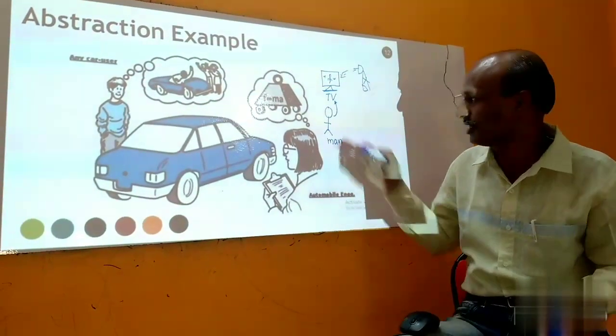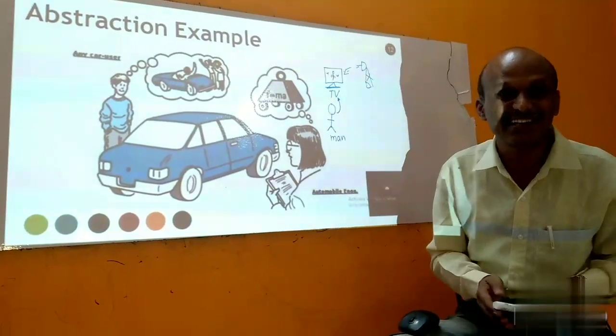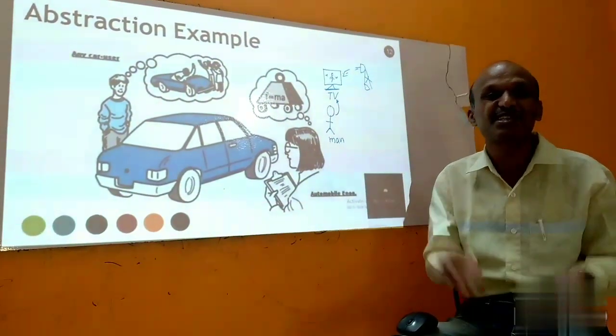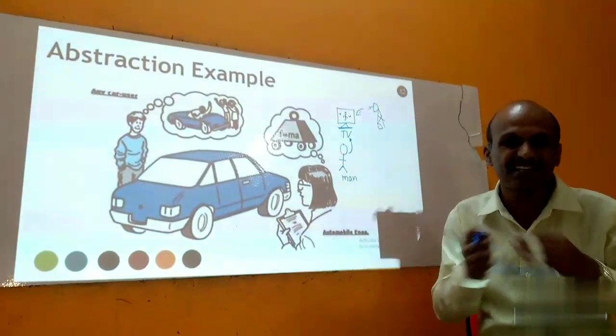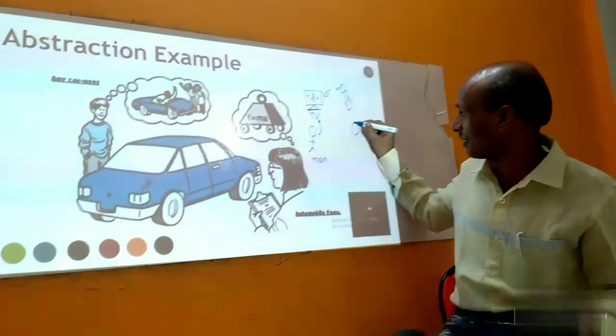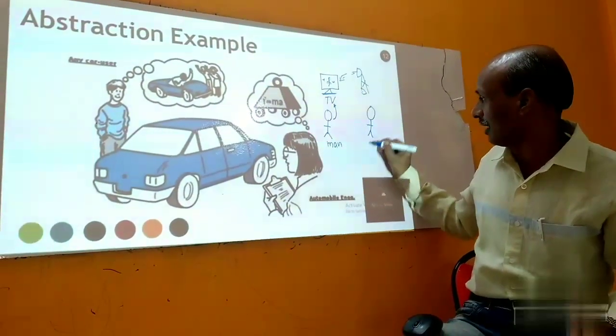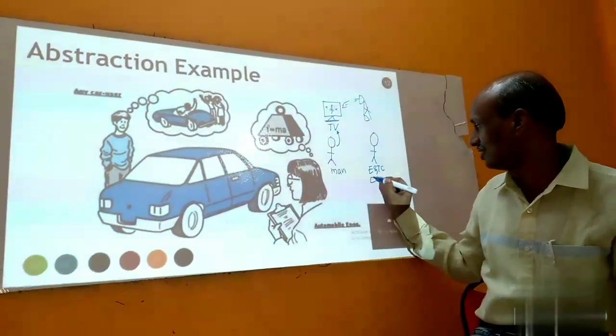So those things are not important for this man. Those things are nothing but abstracted from that man. Hidden, abstracted, or though he knows that thing, it is not important. But again think, suppose another man who is an electronics engineer, an E&TC engineer.